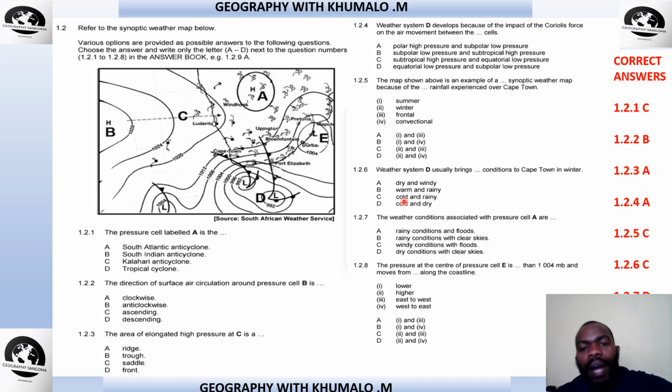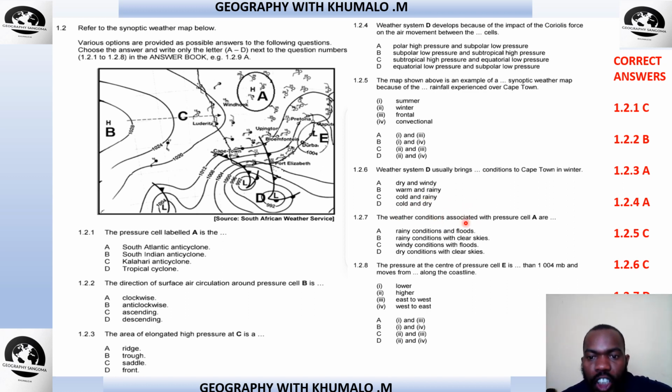Then we go to 1.2.6, weather system D usually brings conditions to Cape Town in winter. So the answer there to 1.2.6 is C. It brings cold and rainy conditions to Cape Town. So the mid-latitude cyclone is there. The weather system D, there you can see that's your mid-latitude cyclone. So it brings cold and rainy conditions to Cape Town.